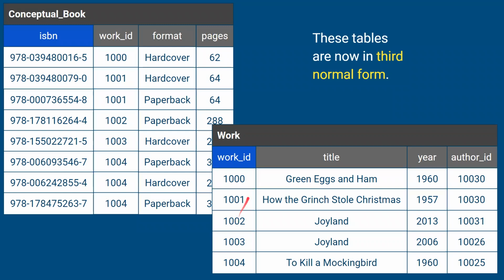So in this case, we don't need to leave the title over here at all. Title now becomes a non-key attribute, and we've got work ID that we're using to make the reference between the two tables.